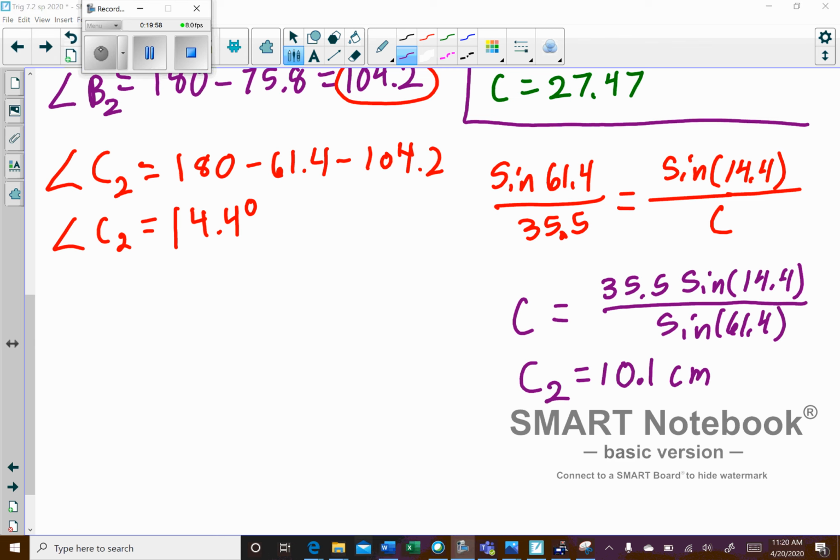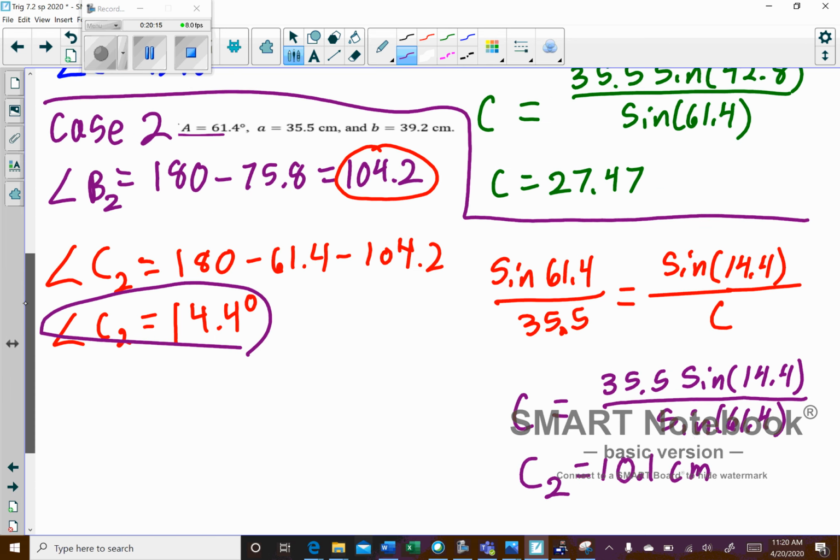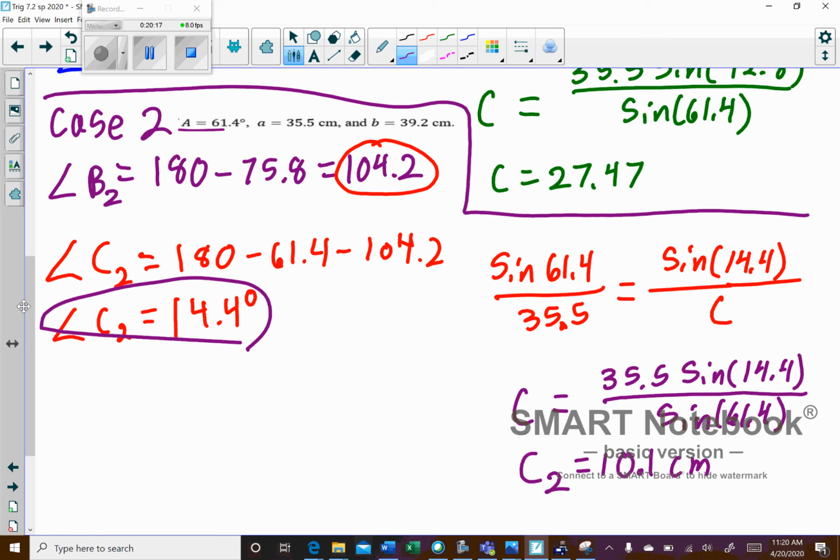And so those are your two possible cases here. So we figured out angle B, C and then side C2 with these possible parameters that were given to us. Okay, let's try one more example.